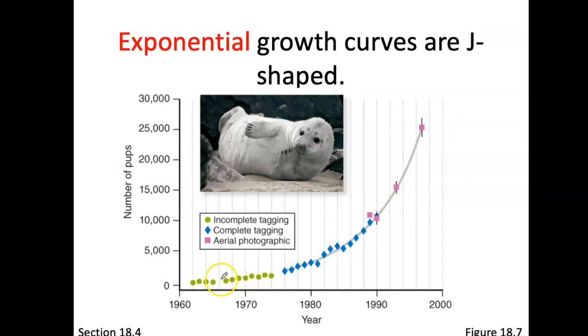That exponential growth is this kind of curve that shoots up, and they're sort of J-shaped. They sort of have the shape of a J, so they're also called J-shaped curves. And that's an example of exponential growth in this particular organism over a particular period of time.